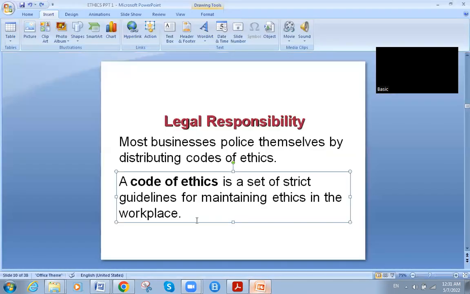We will resume what we've been working on, and now we will ask: what do we mean by the word code of conduct, or code of ethics? We'll talk about the code of ethics and the code of conduct. It's a set of strict guidelines for maintaining ethics in the workplace. In other words, this should be written. The ethics which we learn in our homes, we don't write down. But ethics in the business environment, in the work, must be written.